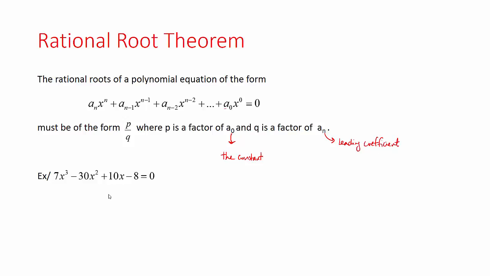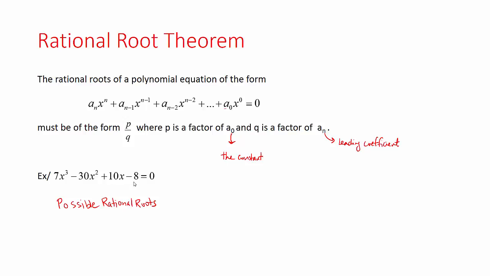So here we have an example. If this has rational roots, I'm going to write down possible rational roots. We can actually make a list of those things. So on the top of the fraction, we're going to put the factors of this number. And in the bottom of the fraction, we're going to put the factors of this number.